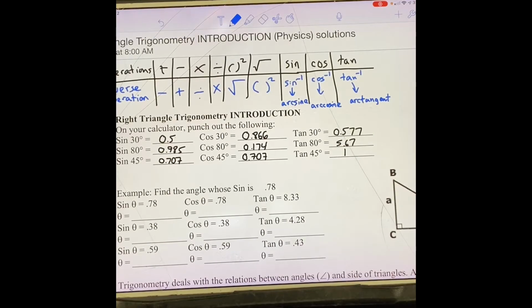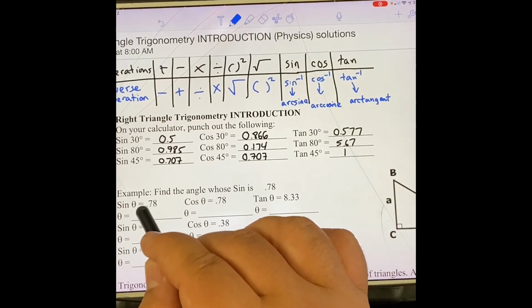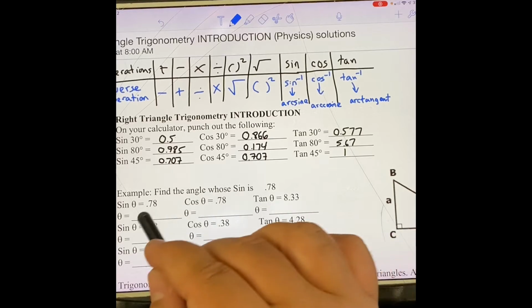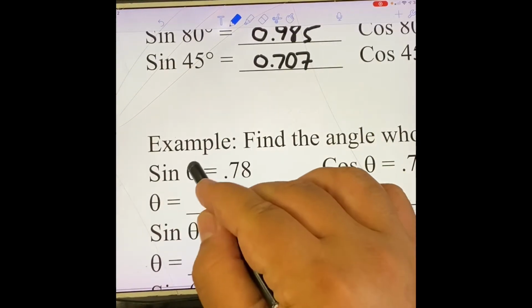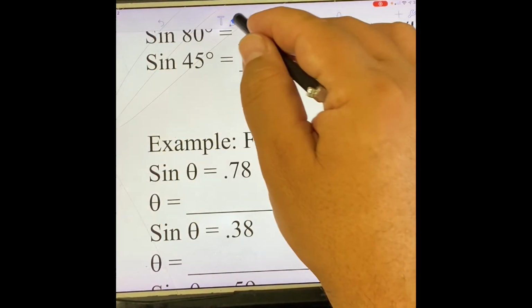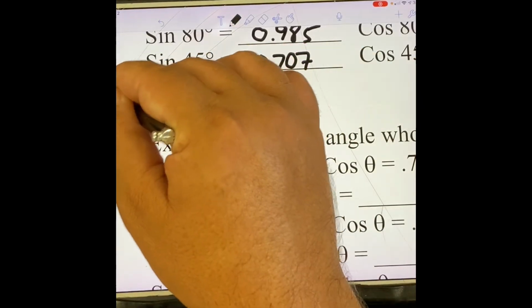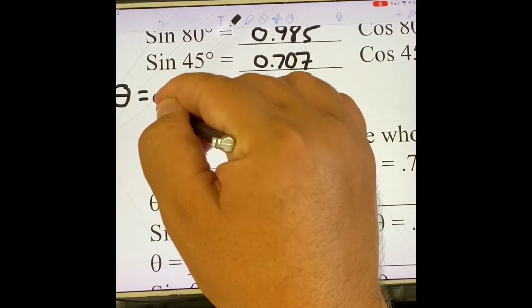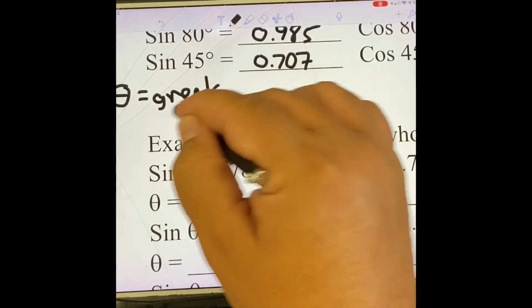So in other words, in these examples here, we are given the sine, cosine, and tangent of some mystery angle. Now, when we see this little symbol here, that symbol is the Greek letter theta.